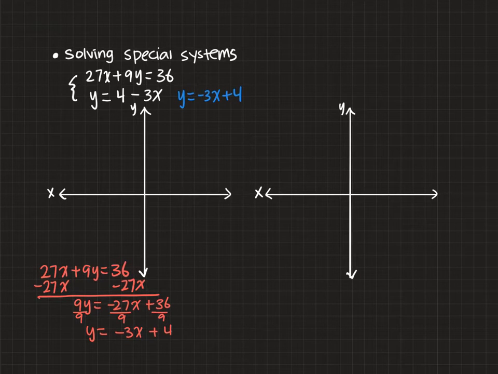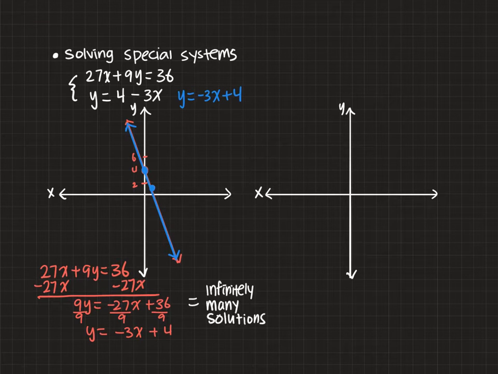So when you graph that, they're going to be identical graphs. So you're not going to have two graphs finding a single solution. When the lines are the same line, you're going to have infinitely many solutions because every single point on that line is going to be your solution. So that's the first special system. If you have the same exact equation, same line, it's going to have all of the solutions the same.